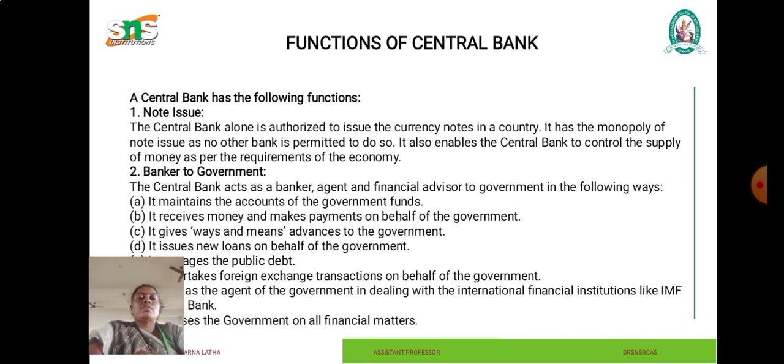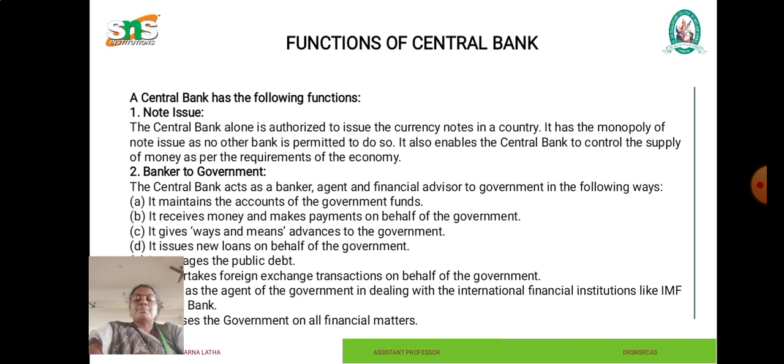Then the second one is banker to government. The central bank acts as a banker, agent and financial advisor to the government in the following ways. It maintains the accounts of the government funds. It receives money and makes payments on behalf of the government. It gives ways and means advances to the government. It issues loans on behalf of the government.